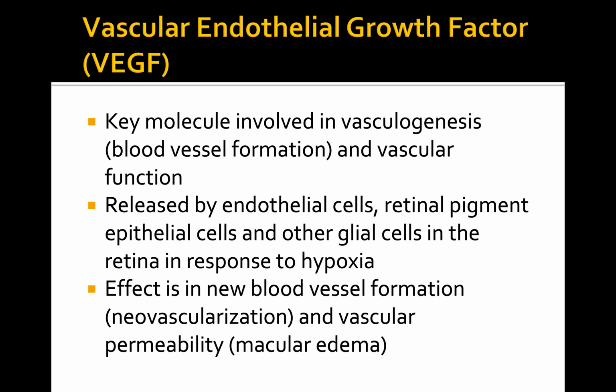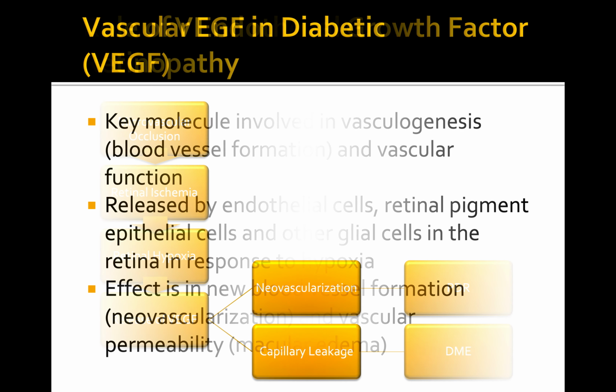It's released by endothelial cells, retinal pigment epithelial cells, as well as other glial cells in the retina in response to hypoxia. Its effects are in the production of new blood vessels, that is neovascularization, and increased vascular permeability, which leads to macular edema.